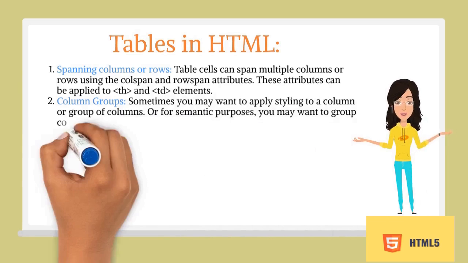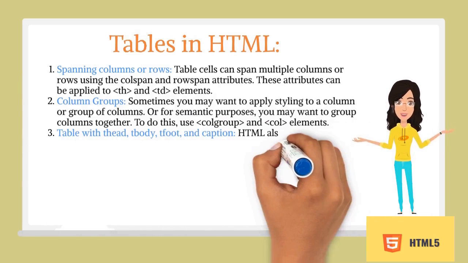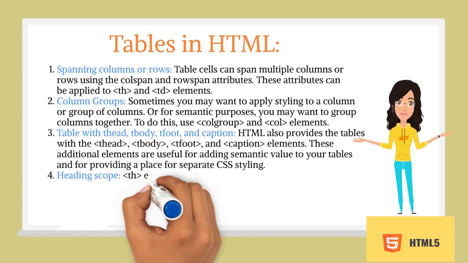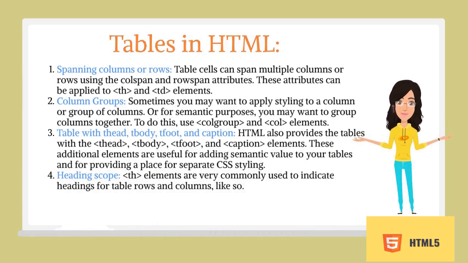The second is spanning columns or rows. Table cells can span multiple columns or rows using the colspan and rowspan attributes. These attributes can be applied to TH or TD elements. Rowspan is a non-negative integer that specifies the number of rows spanned by a cell. The default value of this attribute is 1, and a value of 0 means that the cell will extend from the current row until the last row of the table.